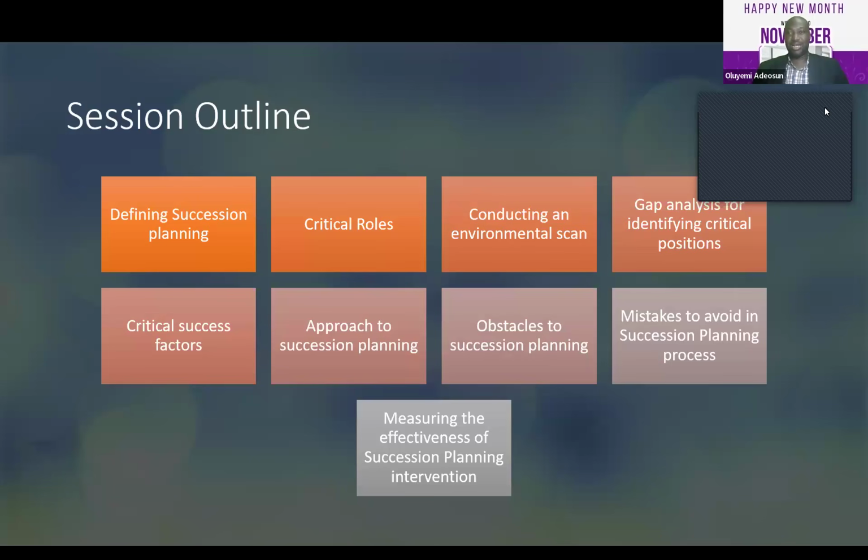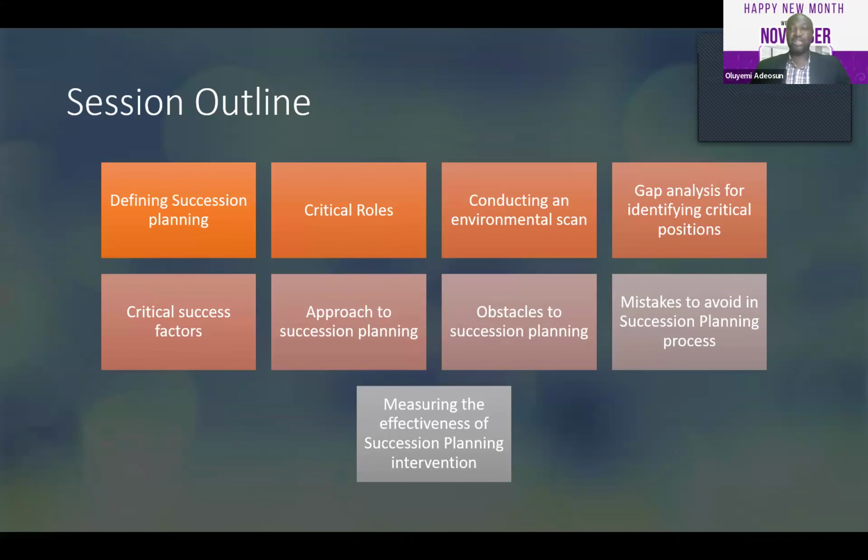This is the course outline that we'll be looking at today. Succession planning, we'll look at it from different perspectives so that we can have a robust perspective. We'll also look at what are critical roles. We'll look at conducting an environmental scan, gap analysis, some approaches to succession planning, obstacles to succession planning, mistakes to avoid in the succession planning process. We'll also look at measuring the effectiveness of succession planning interventions and a few other things around the subject matter.